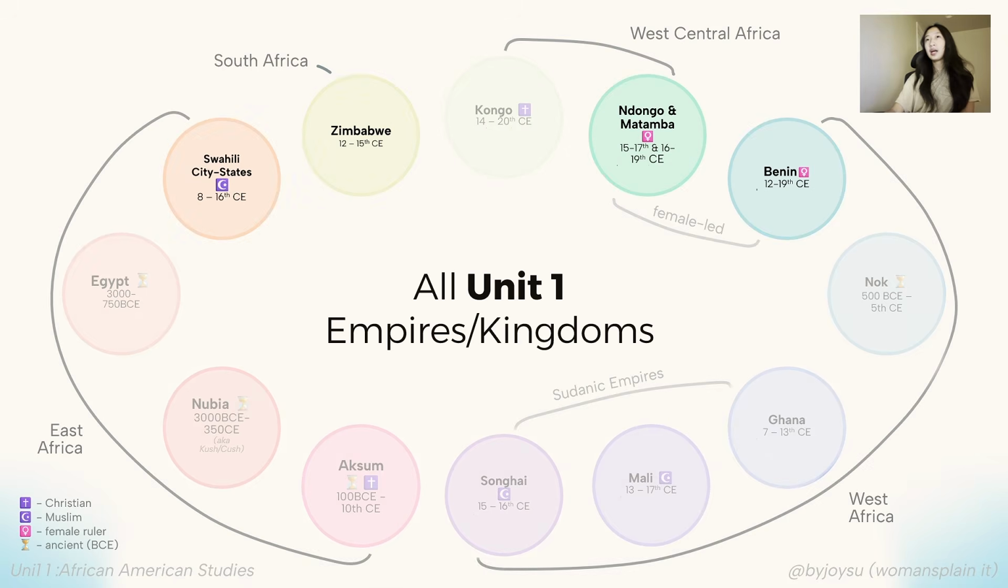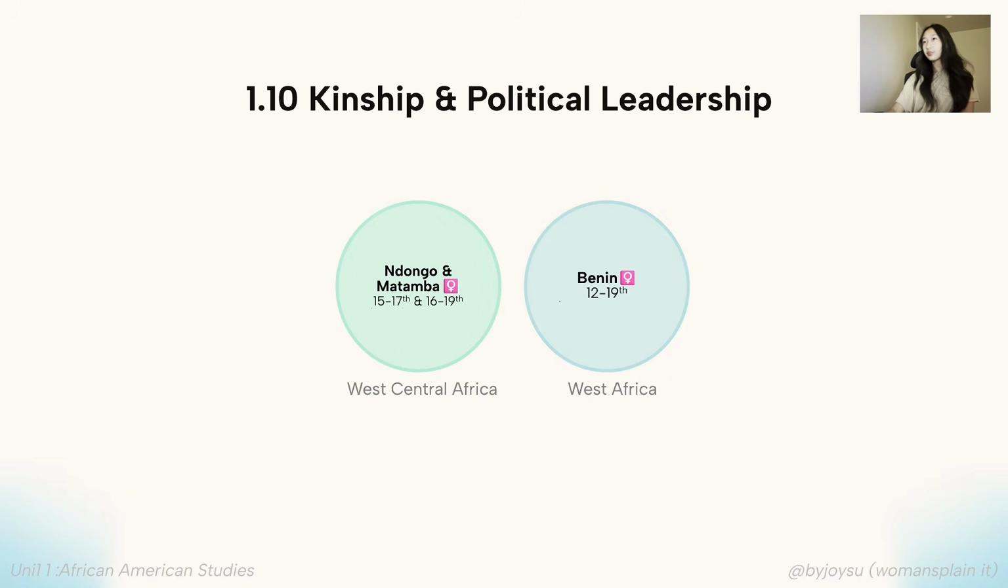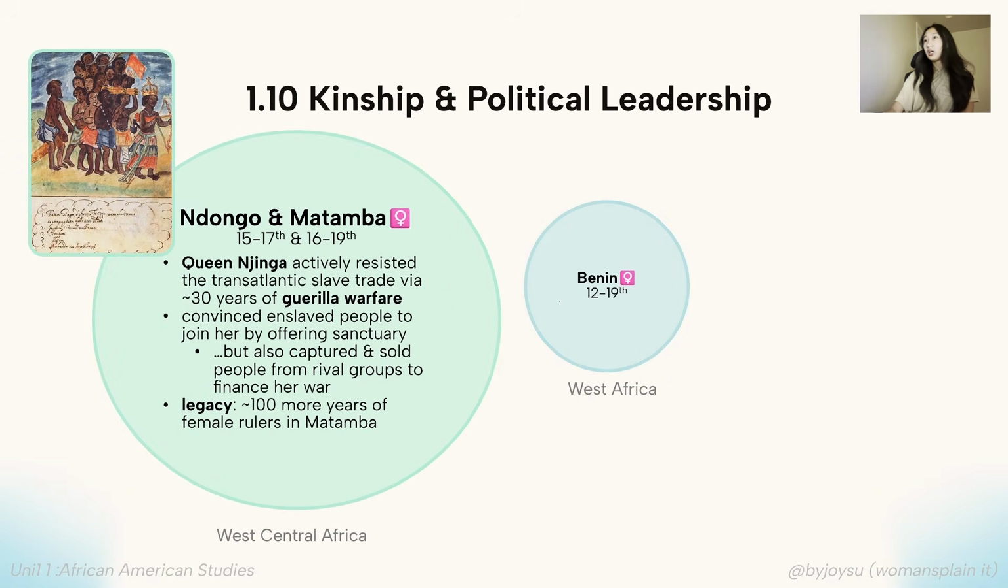So we're going back. There are two more West Central African kingdoms that College Board wants you to know, and those are Ndongo and Matamba. So we're going to knock out the rest of the West and West Central African kingdoms right now. Here we are. Ndongo is what we're going to talk about first. Ndongo and Matamba are both part of present-day Angola.